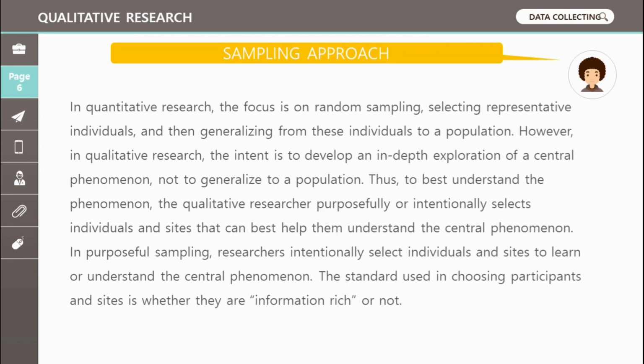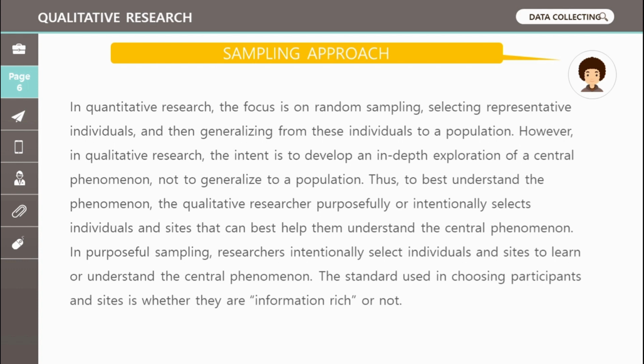In quantitative research, the focus is on random sampling, selecting representative individuals, and then generalizing from these individuals to a population. However, in qualitative research, the intent is to develop an in-depth exploration of a central phenomenon, not to generalize to a population. Thus, to best understand the phenomenon, the qualitative researcher purposefully or intentionally selects individuals and sites that can best help them understand the central phenomenon.